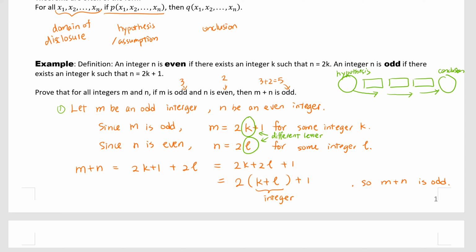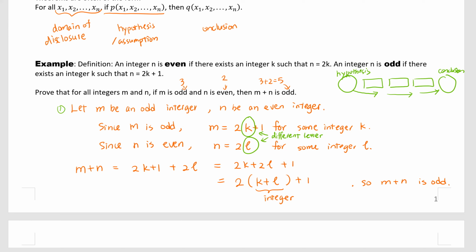So you create m equals n plus 1, which is not correct, because in our problem we just assume m to be any odd integer and n to be any even integer. We don't require that they differ by 1. So we have to be careful.